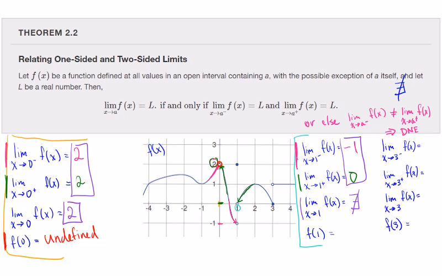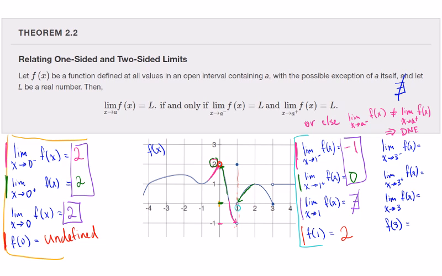All right. And then finally they're asking for f of 1. So when x equals 1 here, what is the output? And if I scan along here, I see there's a point right here, which happens to be at 2. So actually 2 is the answer for f of 1, right?